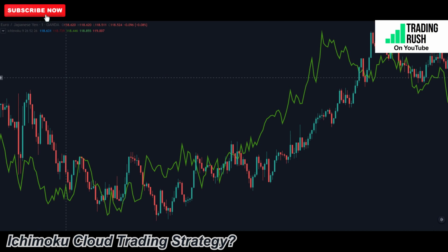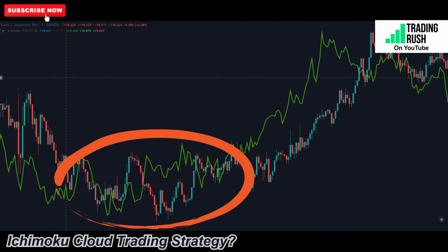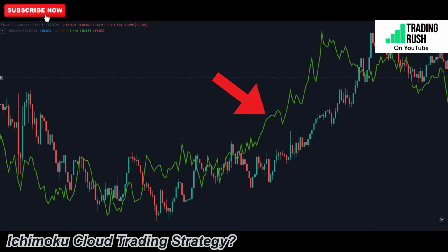Here's an example. Market was in a range when lagging span was near the candles. And when lagging span was far away from the candles, the market was trending. The lagging span line is optional. Most people will ignore it.